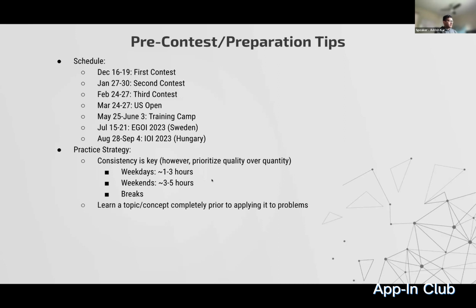And then I guess another general practice strategy would be to learn topics and concepts completely prior to applying them to problems. You don't want to waste problems, like if you don't know a particular algorithm, or if you haven't learned a topic exhaustively enough. And you should attempt to use problems usefully.